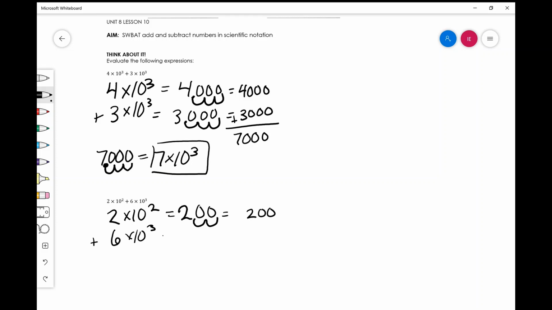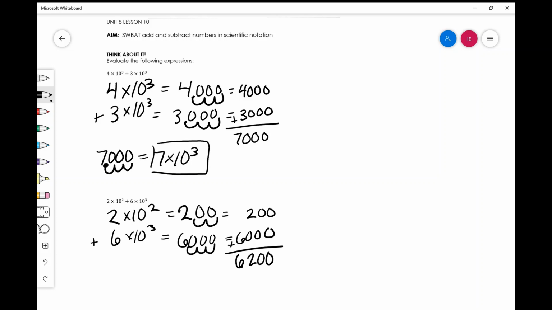In my second number, my multiplier is 6, and I'm moving my decimal place over 3 spots, and I'm left with 6,000. Make sure that we're lining up our numbers as we would in addition, and we're left with 6,200.